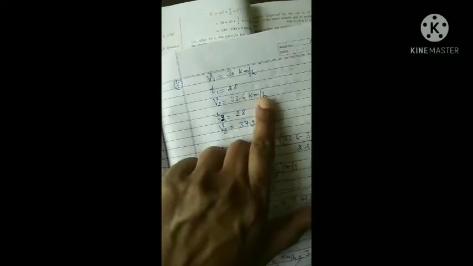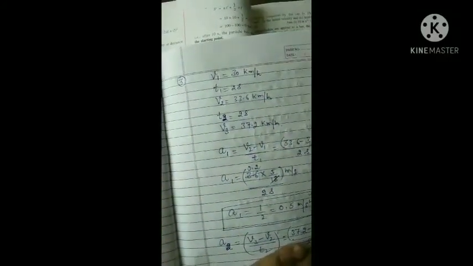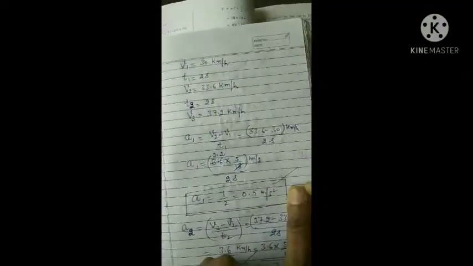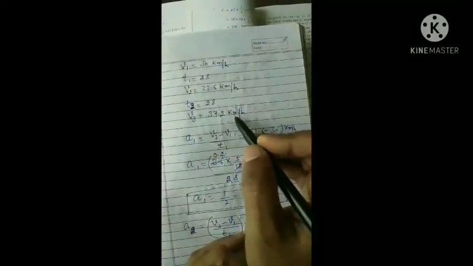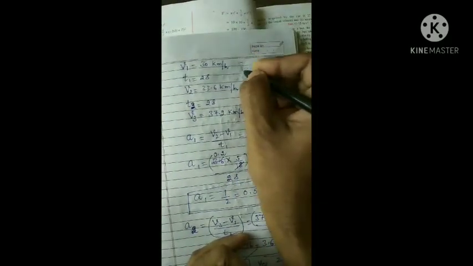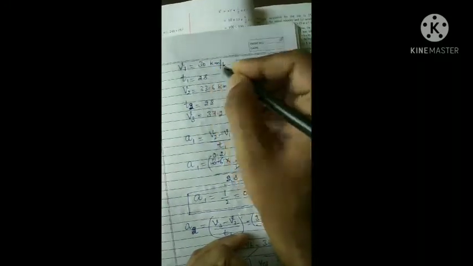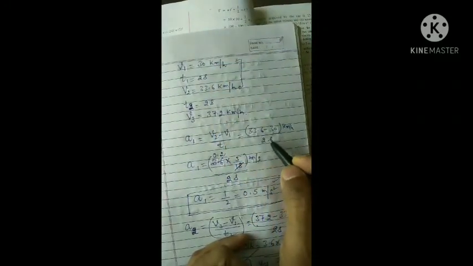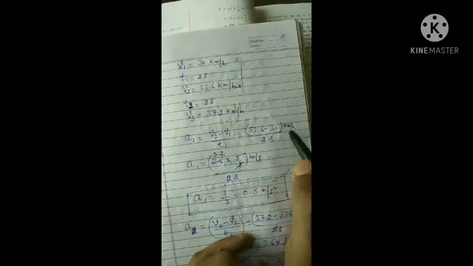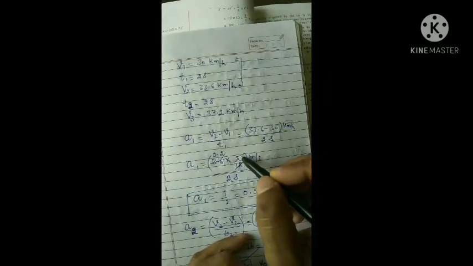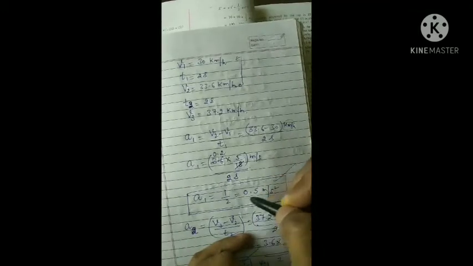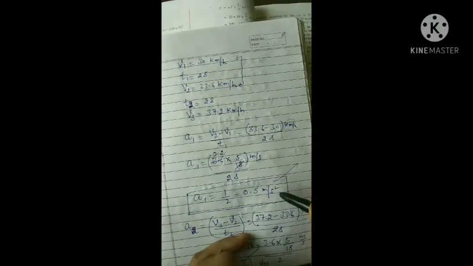So V1 is 30 km per hour and time is 2 seconds. V2 is 33.6 km per hour and t2 is 2 seconds. V3 37.2 km per hour. Now a1 you can get from these two, V2 minus V1 upon time. So 33.6 minus 30 upon 2 seconds, and you will get 0.2 into, convert this kilometer per hour into meter per second, that is 5 over 18 divided by 2 seconds. If you will solve, you will get 1 by 2, that is 0.5 meter per second square.